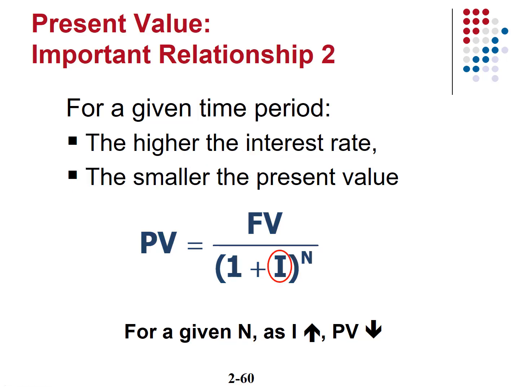For a given time period, the higher the interest rate, the lower the present value. The greater the interest rate, the larger the denominator, the smaller the result. The higher interest rate reflects greater opportunity cost or risk about actually receiving the cash flow in the future, making it worth less today. So the relationship between present value and interest rate is indirect.